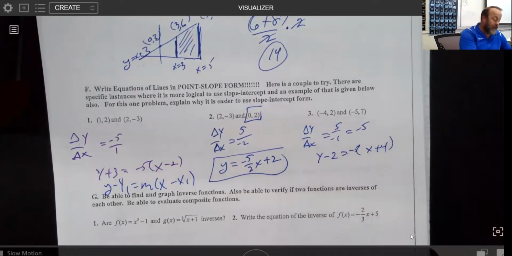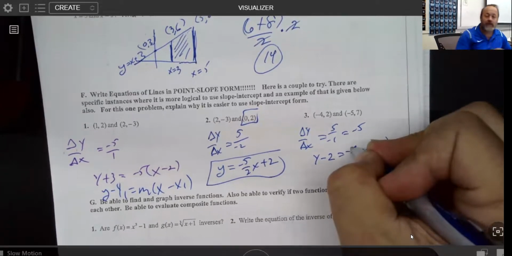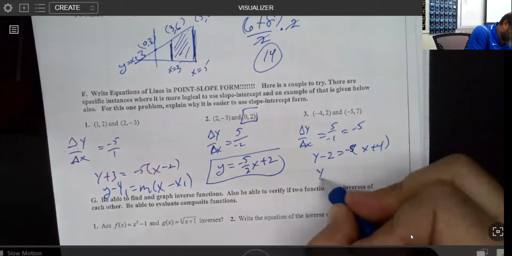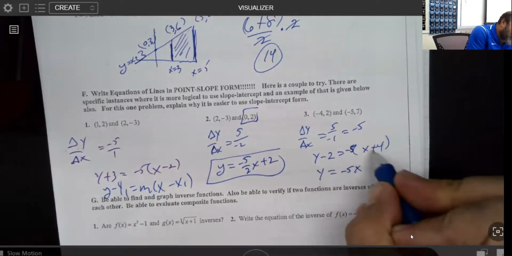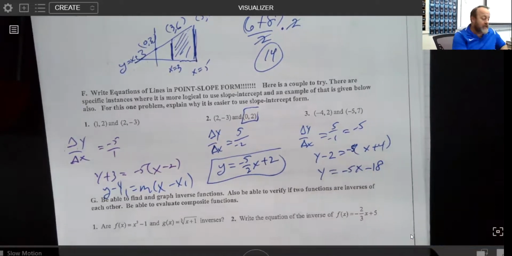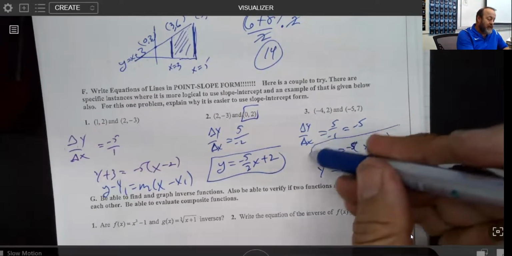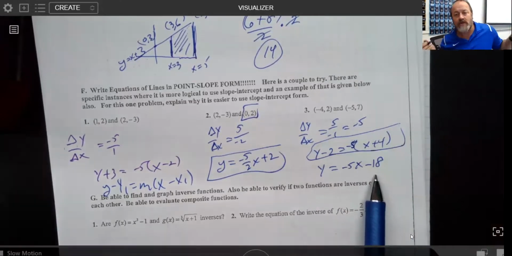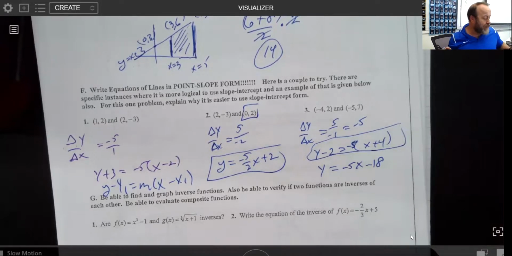And of course, if you really wanted to, there'd be no problem with using a little distributive property and calling this one y equals negative 5x minus 20, but bring the 2 across, and we got minus 18. But honestly, this is an easier thing to look at because who the heck wants to go down and find negative 18 and use that as your starting value for your y-intercept?